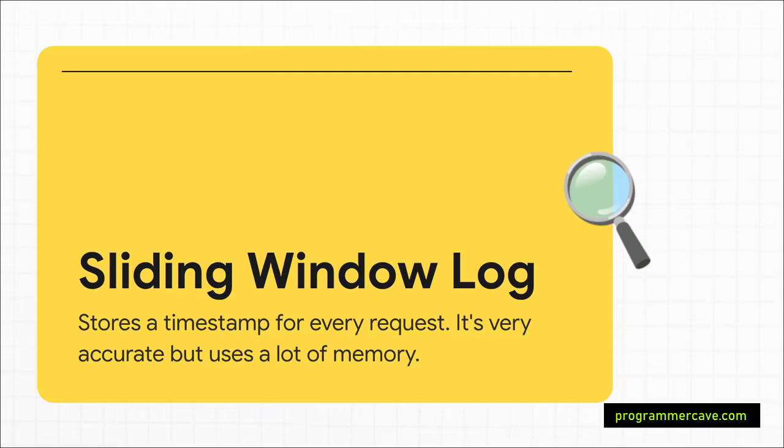This algorithm is perfectly accurate because it stores the exact timestamp of every single request. To check the limit, it just counts how many of those timestamps fall within the last minute. The downside? Yeah, storing every single timestamp for every single user can eat up a massive amount of memory. It's just not practical for most systems.